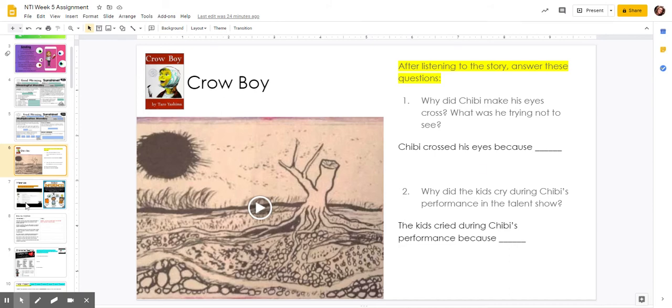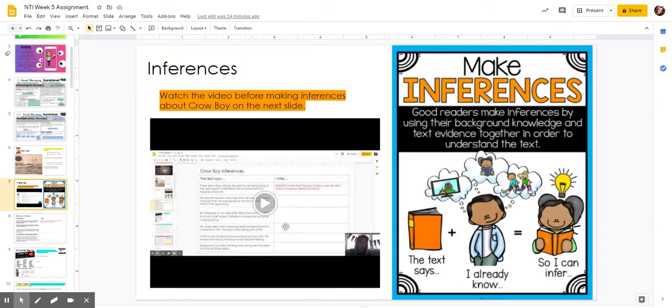On this next slide about inferencing, I recorded a little lesson, so I'm not going to go into extreme detail about it, but just remember what an inference is. It's what the text says plus what you already know in your head, your schema or your background knowledge, and then an inference comes from that. It's what you put together to understand the story better.